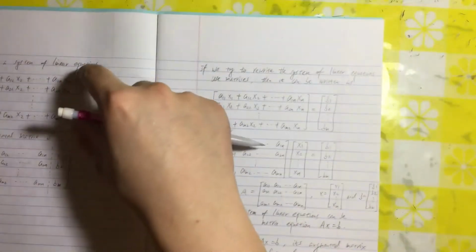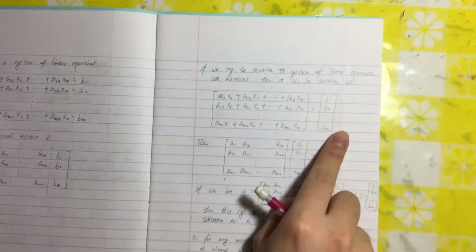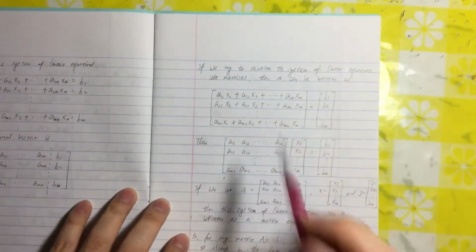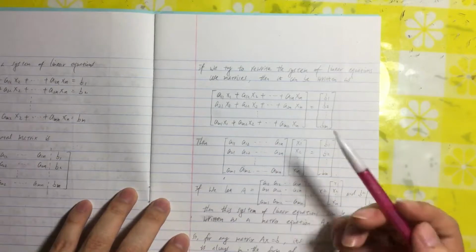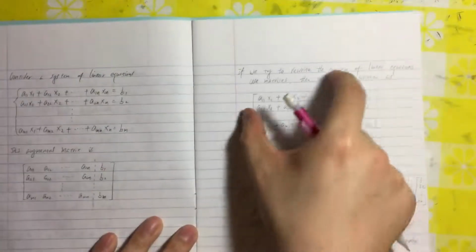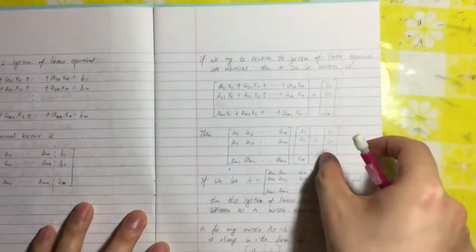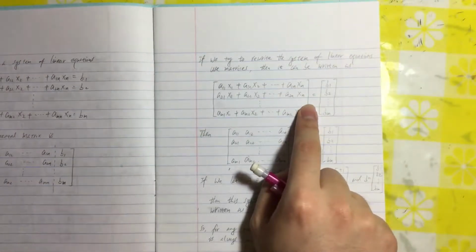Now, next, we try to rewrite the system of linear equations using matrices. First of all, I put the left side equal to the right side. I write the left side as a column matrix, and write the right side as a column matrix, and then set them equal to each other. If two column matrices are equal to each other, it means the first row equals the first row, the second row equals the second row, and the last row equals the last row. That's the first step.